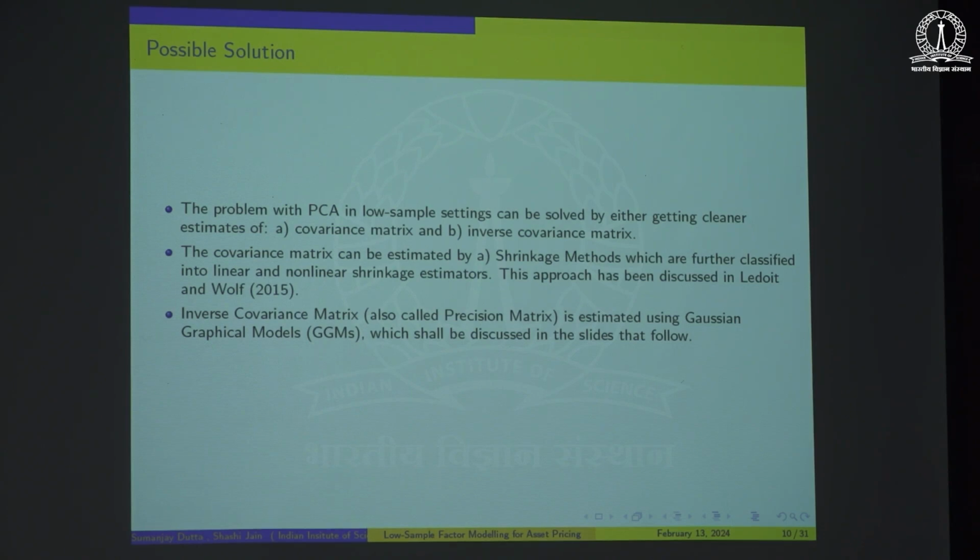This approach has been discussed in Ledoit and Wolf. So this particular paper uses linear and non-linear shrinkage in the context of PCAs. The inverse covariance matrix is a more interesting thing, where you directly get the covariance matrix inverse using Gaussian graphical models.